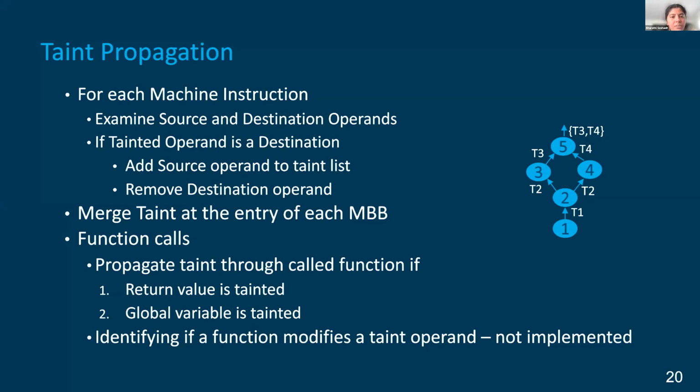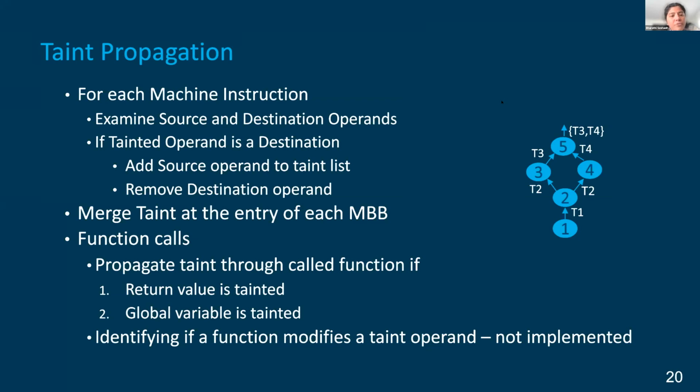And when we enter a machine basic block for analysis, before we start the analysis, we merge the taints coming from the different paths into that machine basic block. So for example, in the picture on the right, when entering machine basic block 5, the taint lists T3 and T4 coming from the 2 paths are merged before analyzing instructions from machine basic block 5.